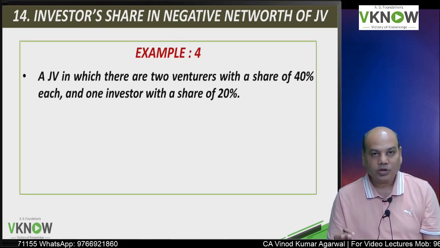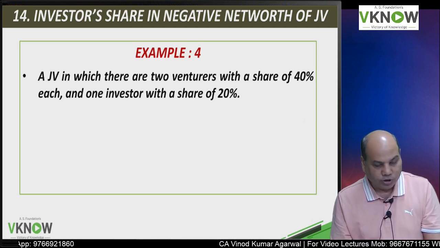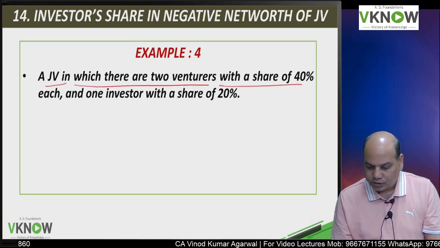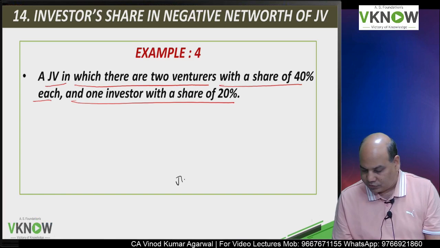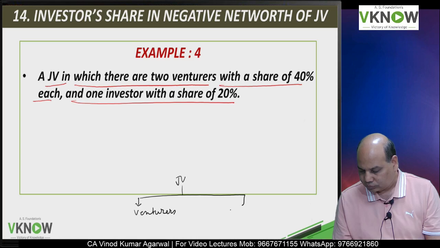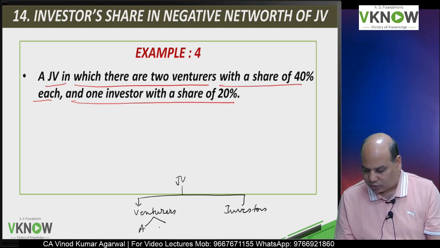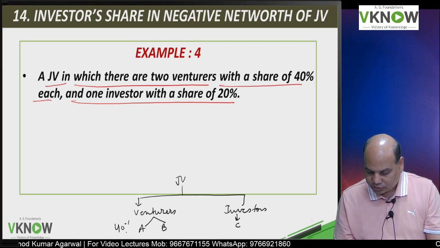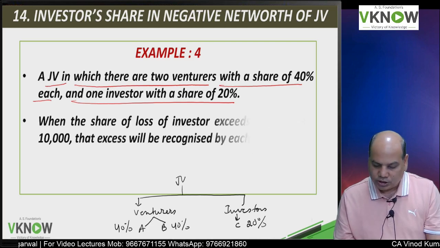Yes, we have an example, but good news, there is no numerical question on this. So, I will read example number 4 in your book. A joint venture in which there are two venturers with a share of 40% each and one investor has a share of 20%. So, this is the JV. There are two venturers, let us call them A and B, and there is one investor, let us call him C. Their share is 40% each, and the investor's share is 20%.